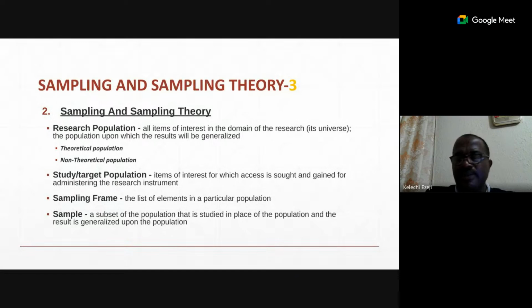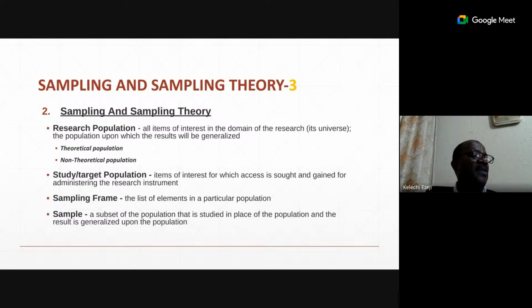Quantitative, if it is largely manipulable using mathematics and statistics. Qualitative, if it is largely descriptive. Or mixed methods, if you apply the two together. Okay, so having now mentioned that we are essentially a quantitative school, when we describe sampling and sampling theory, that understanding also goes with it.